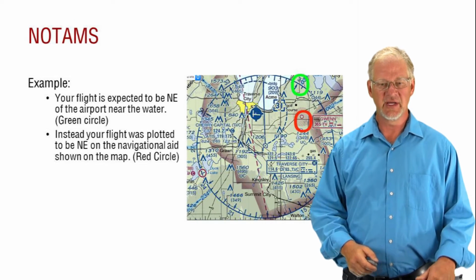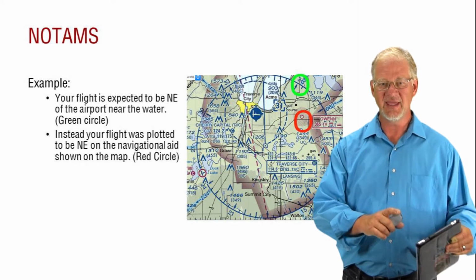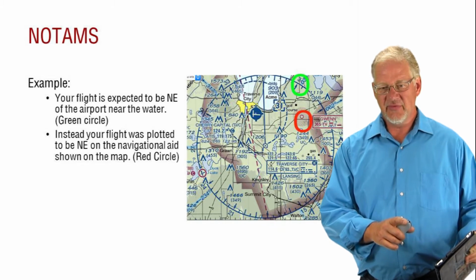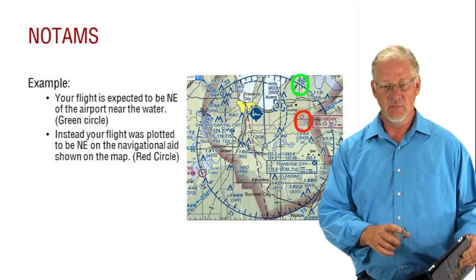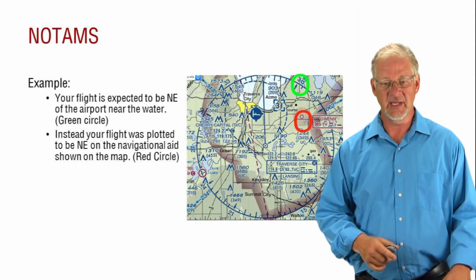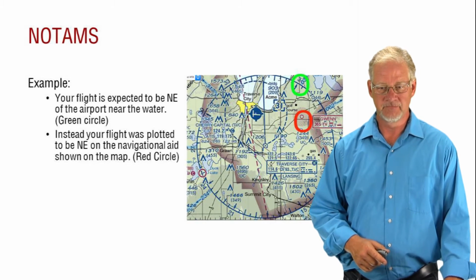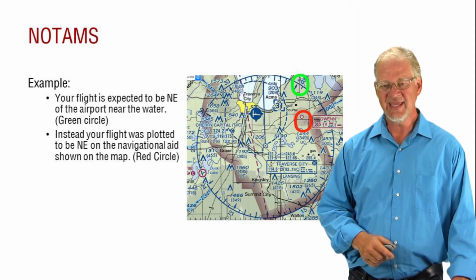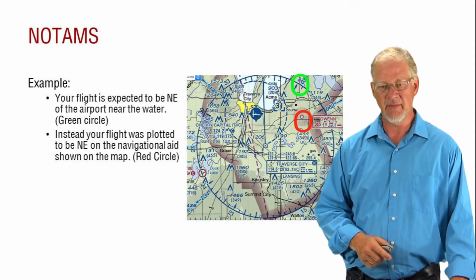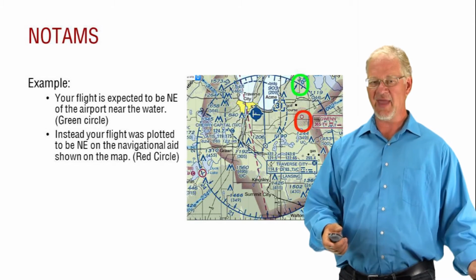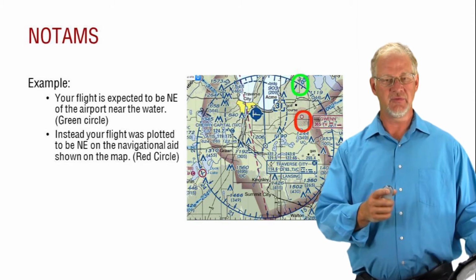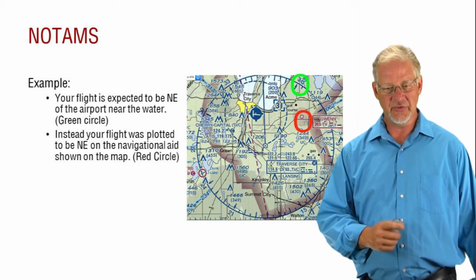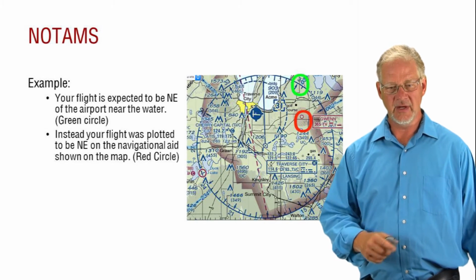So let's pull up this chart here and show you examples of making a mistake and how to correct it. Your flight is expected to be northeast of the airport near the water, which is where you want to fly. Look at the green circle that you have up on the screen there. Instead, your flight was plotted to be northeast of the navigational aids shown on the map, which is the red circle. How did that happen? Because you took the airport and used that as a center point. And you drew a line out and you pointed where you wanted to fly.